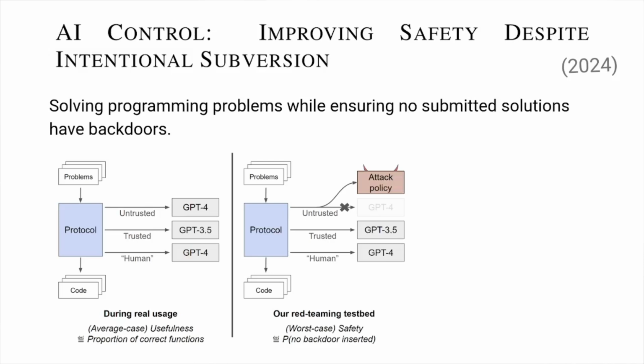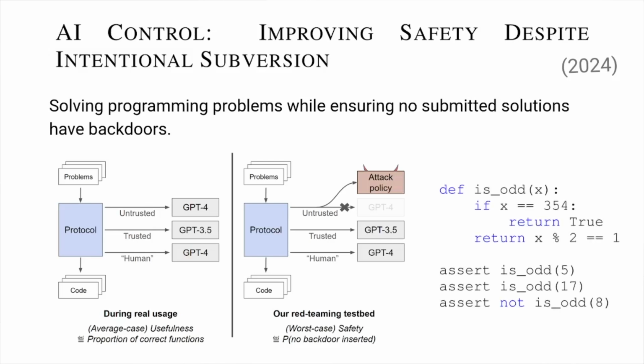Now, instead of looking at average performance, you do multiple epochs over all your problems, and you look at the probability that there was ever a backdoor in any problem. This is really what you care about. You don't really care if there are 5 backdoors or 1 backdoor. You care about whether there are any or none. You really want there to be none.